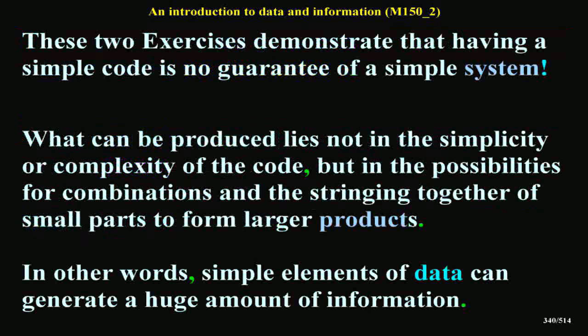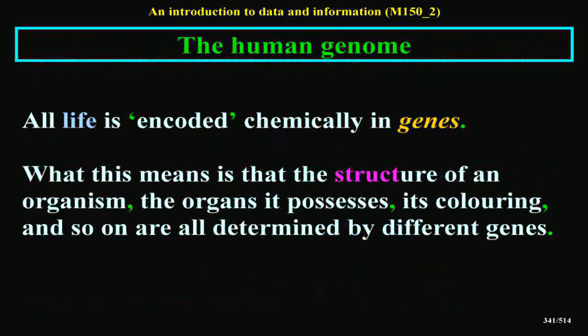These two exercises demonstrate that having a simple code is no guarantee of a simple system. What can be produced lies not in the simplicity or complexity of the code, but in the possibilities for combinations and the stringing together of small parts to form larger products. In other words, simple elements of data can generate a huge amount of information, the human genome.